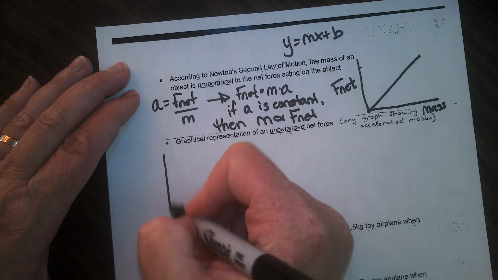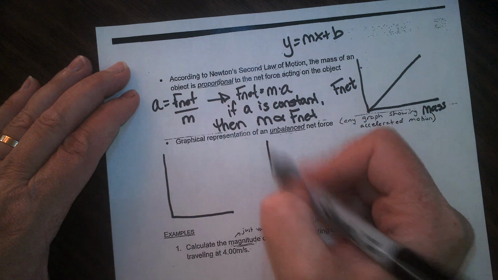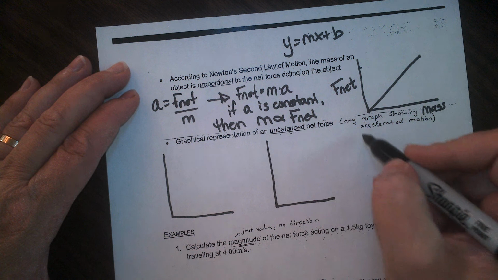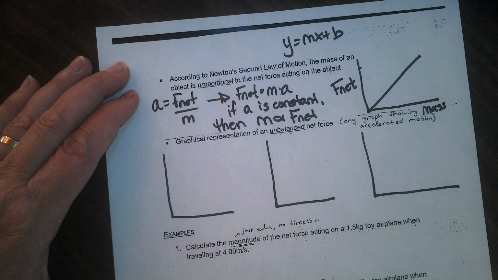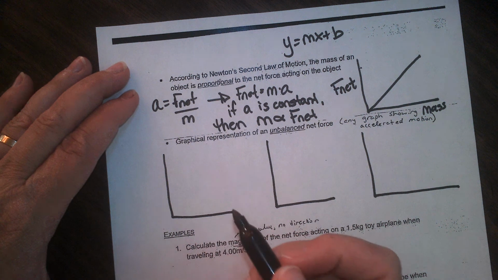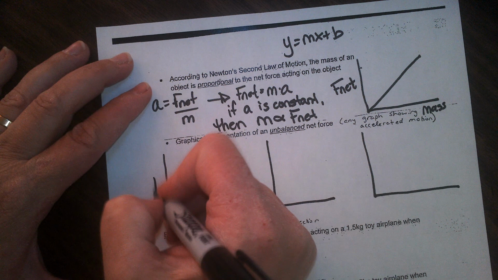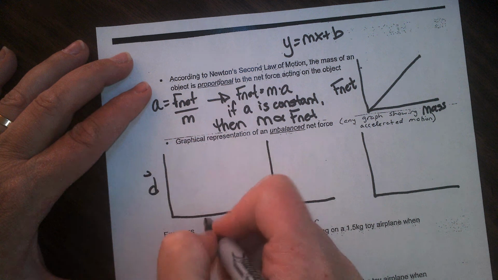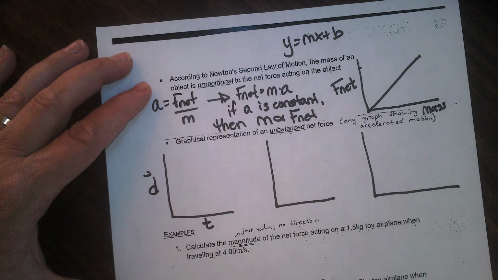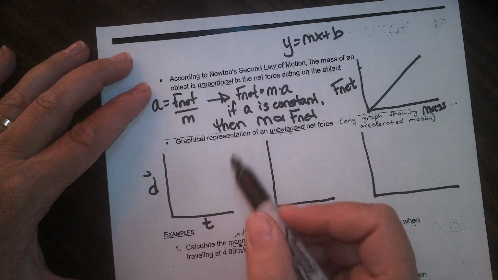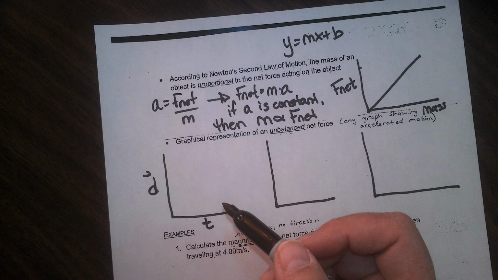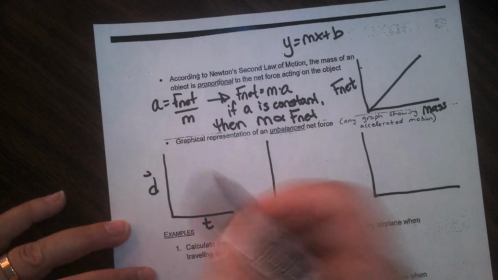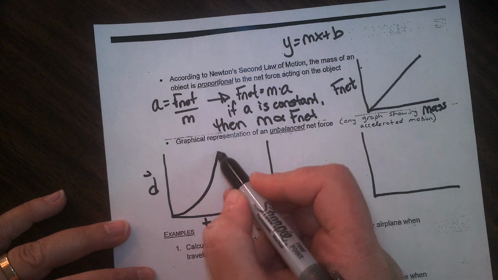All right, we're going to draw 3 graphs here. Okay, if we were to look at unbalanced forces, if we put distance here, displacement, and time, knowing that we're looking at acceleration, what kind of graph would we see? If we're solving for acceleration, it would be an exponential one. It would be this one.